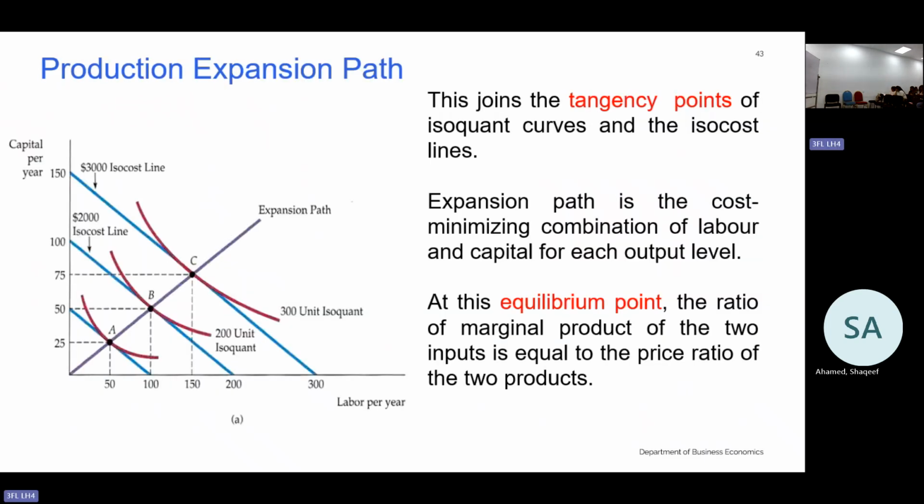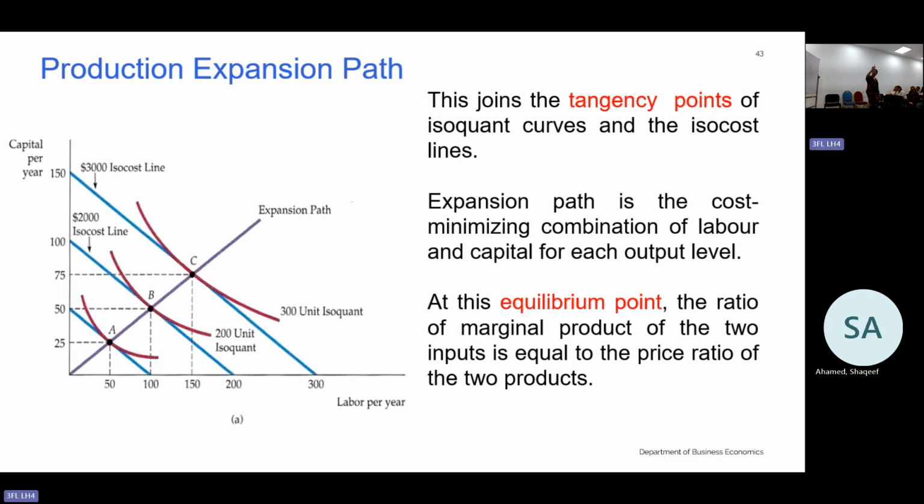So now we are going to discuss a new concept called the expansion path. That means now we are going to look at how these individual firms would expand their business in the long run. Okay. So we are starting with point A.